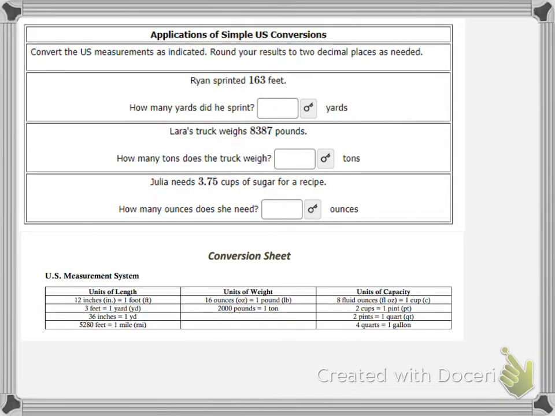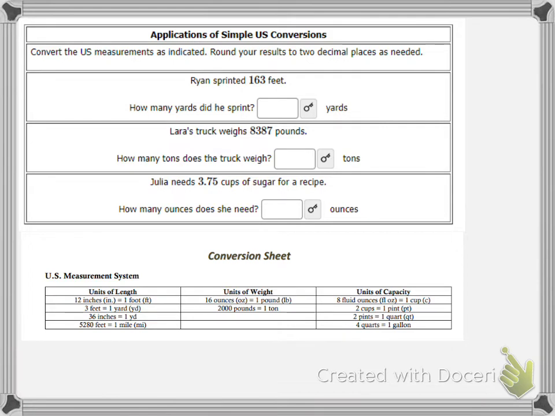In this video, we are going to look at some simple US conversions. So when we say conversions, we are converting from one unit in the US system to another unit in the US system. So the final answer we get is still equivalent to our original measurement, but it's measured in different units. So for example, we might be converting a measurement in feet to an equivalent measurement in yards, or we might be converting a measurement in pounds to an equivalent measurement in ounces.